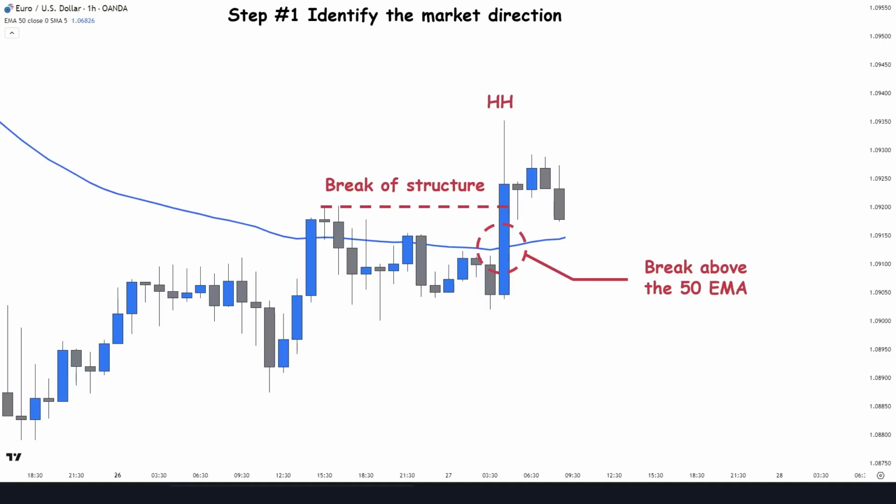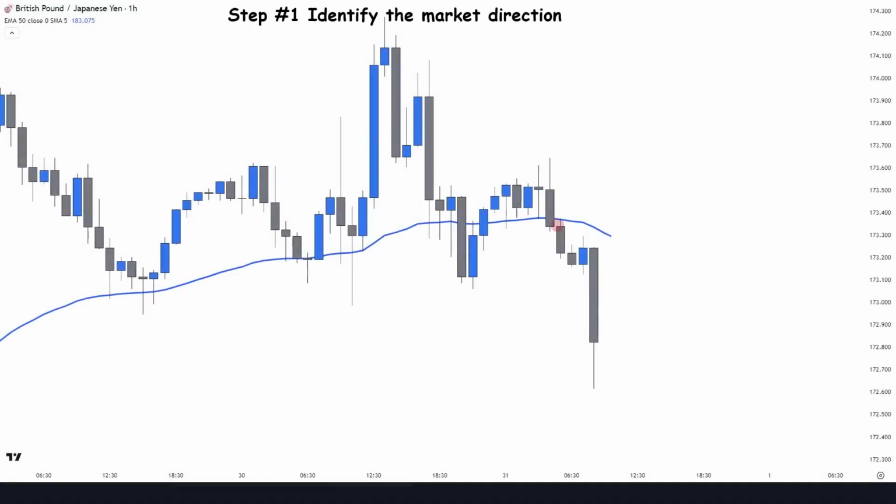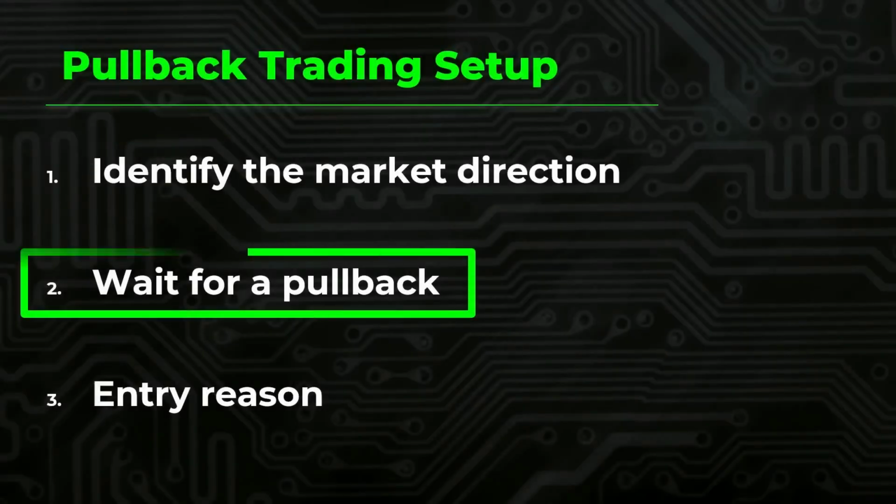Same thing for the bearish scenario. Here, the price has broken below the 50 EMA and the previous market structure, creating a new one. So, our direction is bearish, and we can look for short opportunities. Trading with the dominant trend will instantly improve your win rate and risk-to-reward ratio. Now that we know how to identify the market direction, let's continue with the second step, waiting for a pullback.